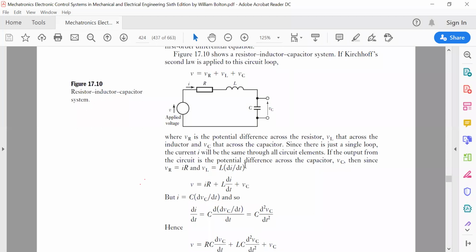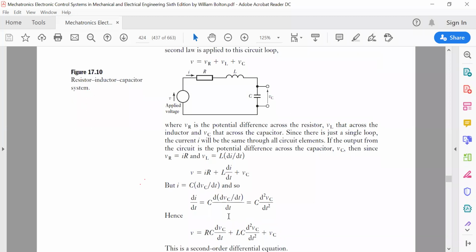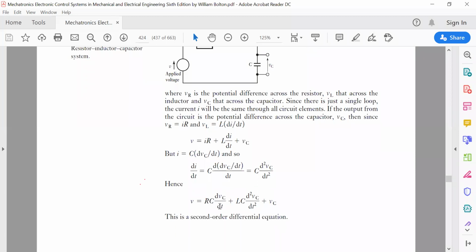Then since VR is equal to IR, VL is equal to L dI by dt, we have replaced VR and VL from here over here. That is VR is equal to IR and VL is equal to L dI by dt, and VC is the output which we are getting. Again we are using that I is equal to C dVC by dt, and so we have replaced I over here. We have also taken the second order differentiation of this formula. So finally this is what we have got.